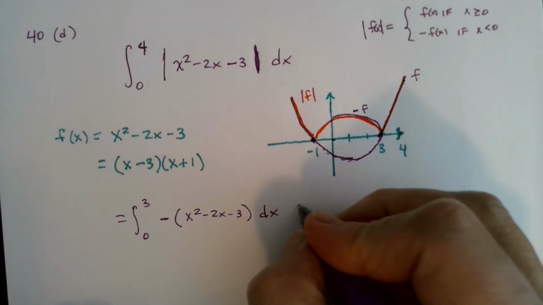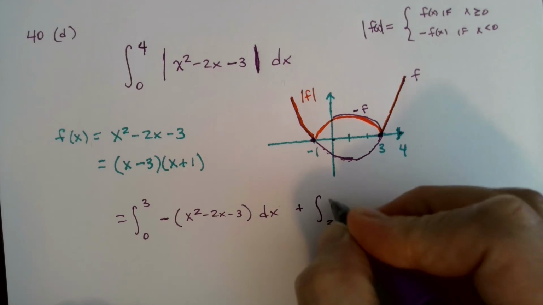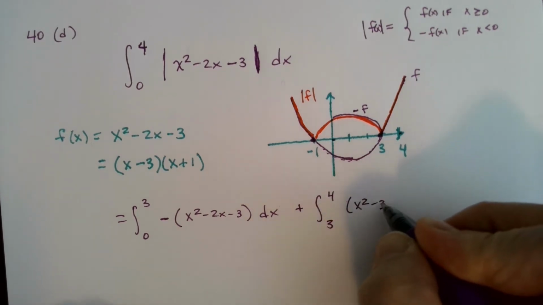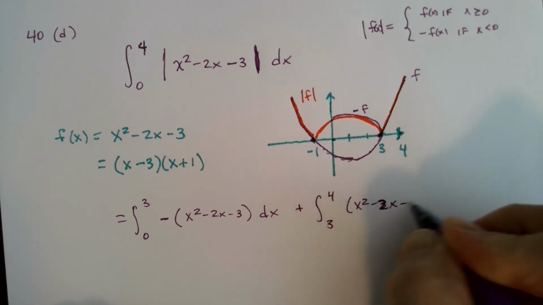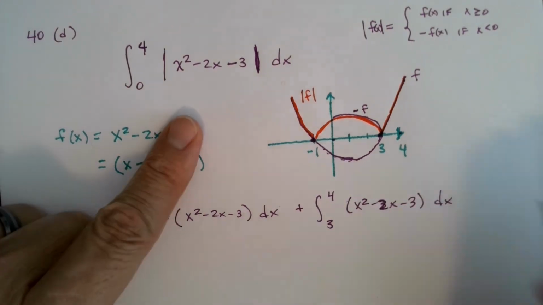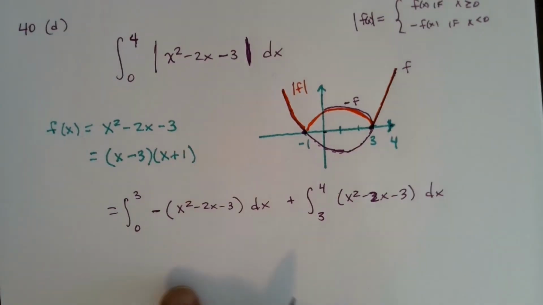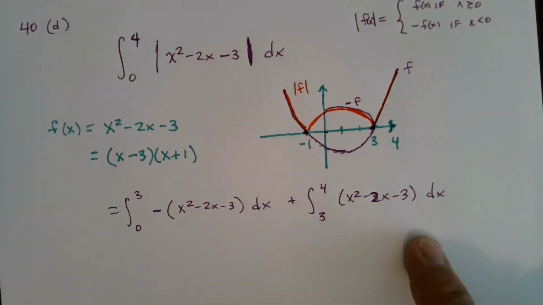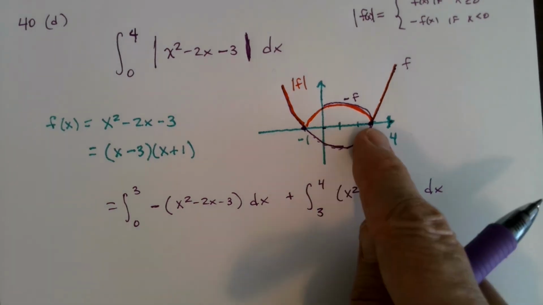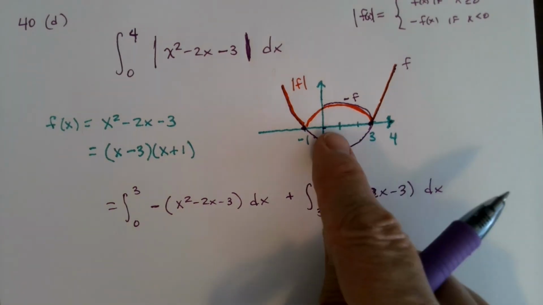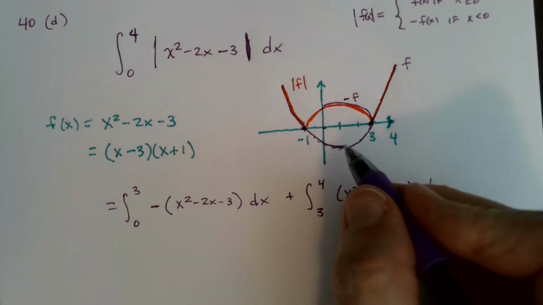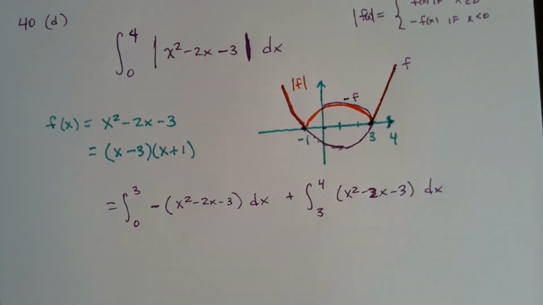But from 3 to 4, it's just the same function. So from 3 to 4, I literally can just get rid of the absolute value bars, and I just integrate 2x minus 3, the actual function here. This is real important, that you are able to rewrite the integral involving an absolute value as the sum of two or more integrals, and that sum will depend upon how many times the function passes from negative to positive or positive to negative on that interval that you're integrating.